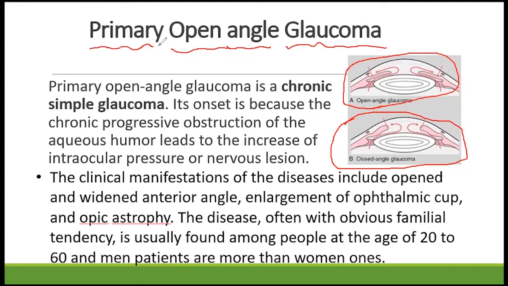Primary means it is caused originally by the patient's own situation. It's not caused by other illness. So open-angle glaucoma is basically a chronic glaucoma. Its onset is a pretty slow process, and it gradually increases the pressure inside the eyes and then causes the patient's vision problems. So the symptoms feel similar, but develop a little more slowly.